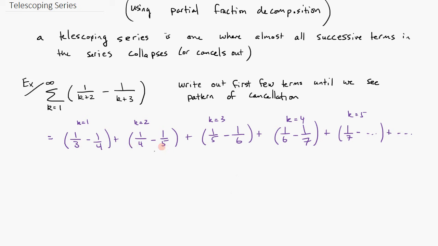Okay, now that we have the first few terms, you can see some of these terms cancel out. The minus 1/4 will cancel out with the plus 1/4. The minus 1/5 will cancel with the plus 1/5. Minus 1/6 plus 1/6, minus 1/7 plus 1/7. And this pattern will continue indefinitely in the series. And so you see that all the terms cancel out except the first term. And so this series converges and it's equal to 1/3.